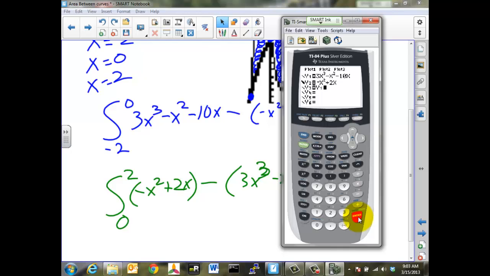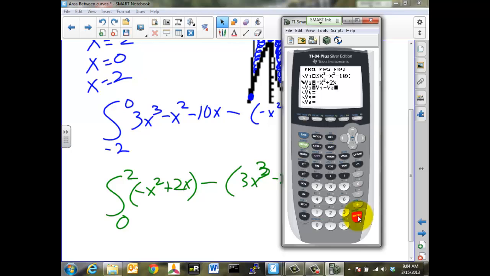Okay, watch again. What do we want this to be? y1 minus y2. Minus. To put y2 in there, I hit the variables key, go over to y variables, function, and go down and choose y2. So by doing that, it puts the two functions in there for me. All right? Now, if you don't want to do that, you can do it by hand, but this will get you there.